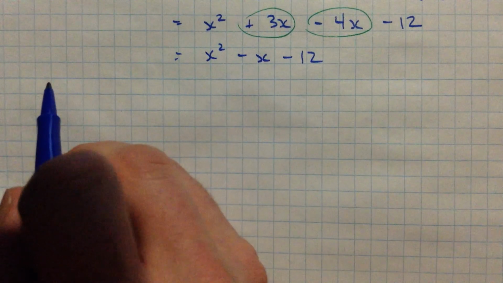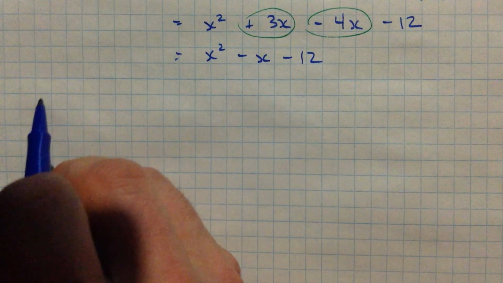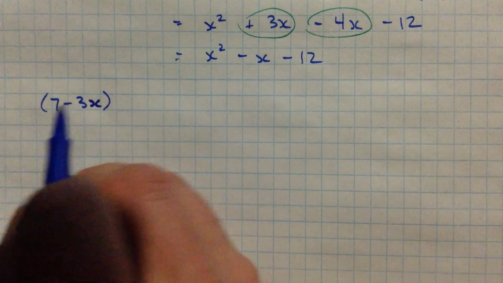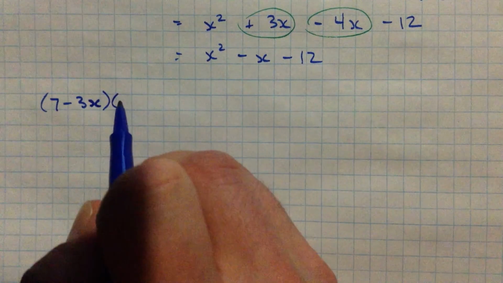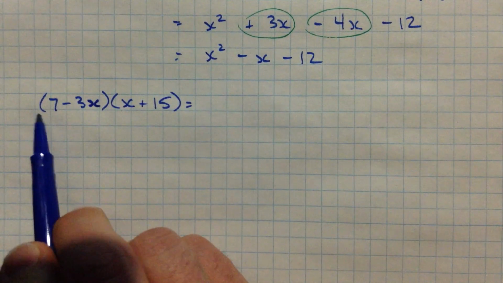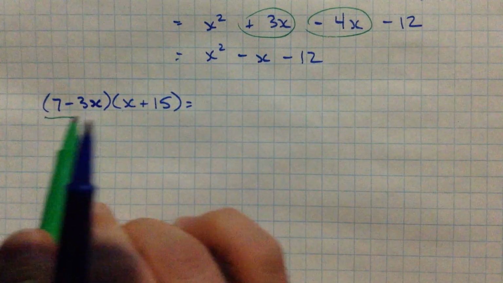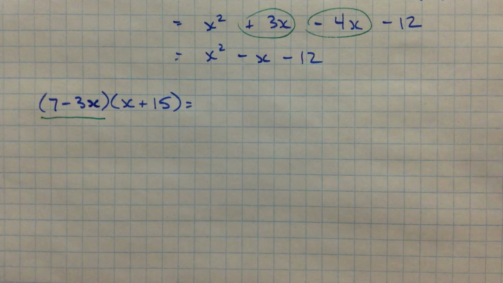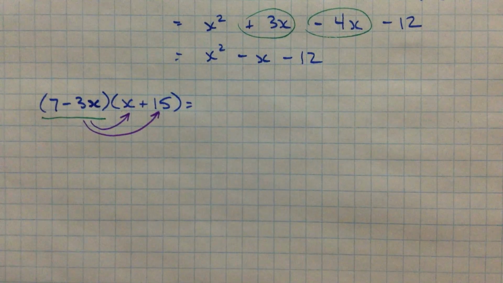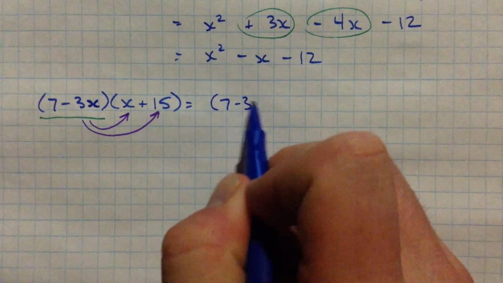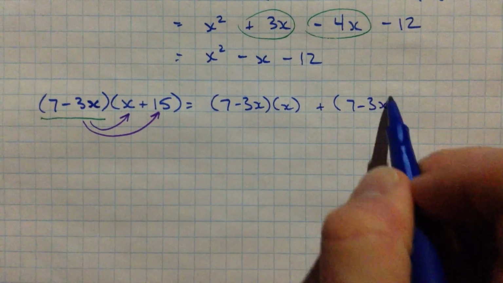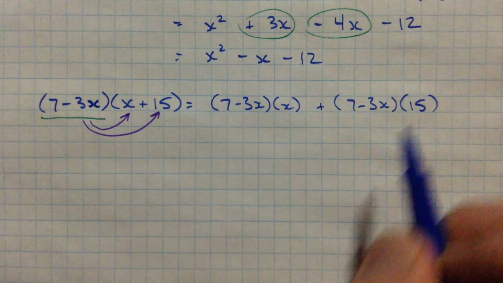Let's try the next one. We have 7 minus 3x, and that's fine that the 7 is written first, and the second part is x plus 15. I'm going to multiply this entire piece here by each of the pieces inside the bracket, here and here. So I've got 7 minus 3x times x plus 7 minus 3x times 15.